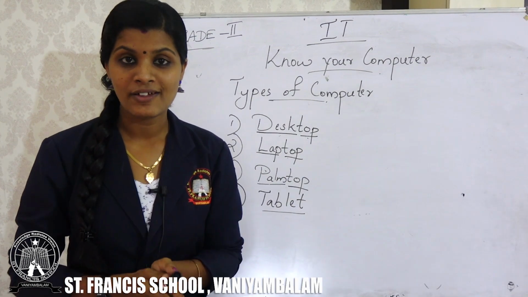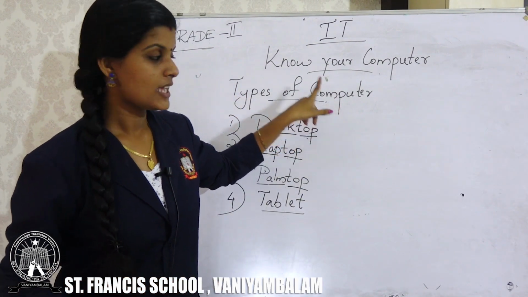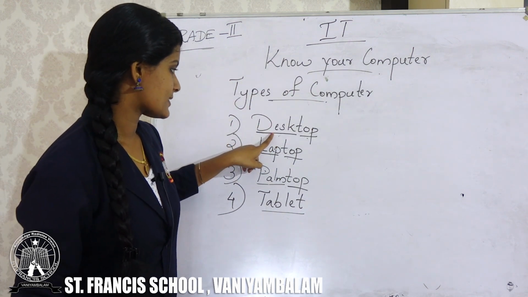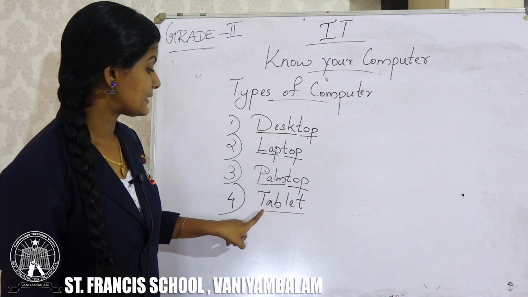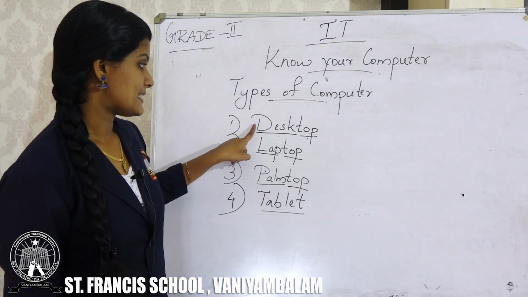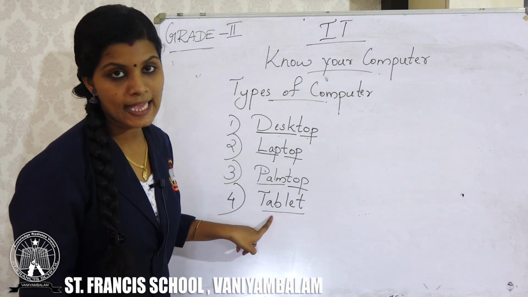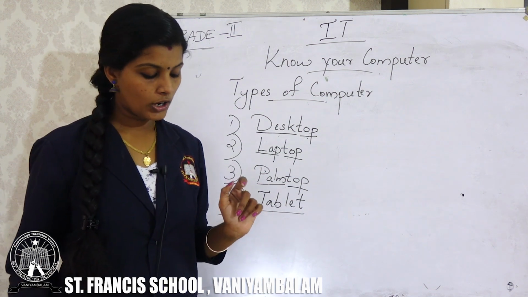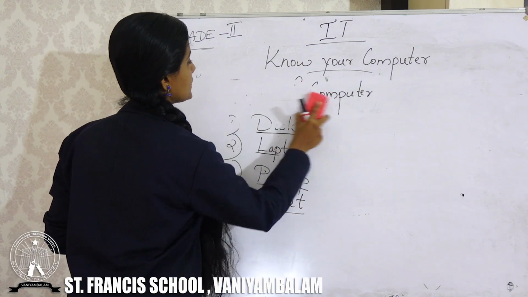So, we have discussed the 4 types of computer. Which is the first one? Desktop, laptop, palm top, and tablet. Once again, desktop, laptop, palm top, and tablet. Now, all of you take page number 4. We can move to the next part.